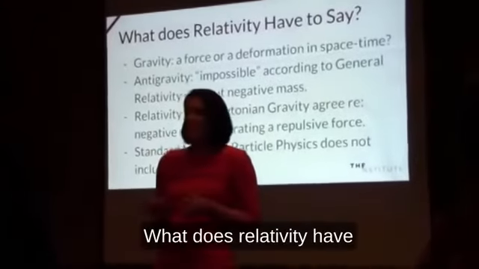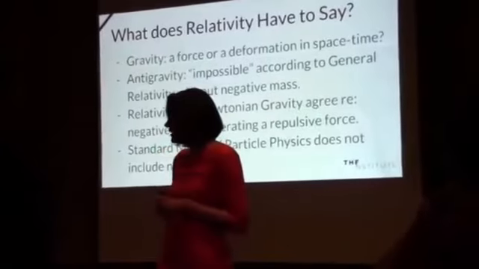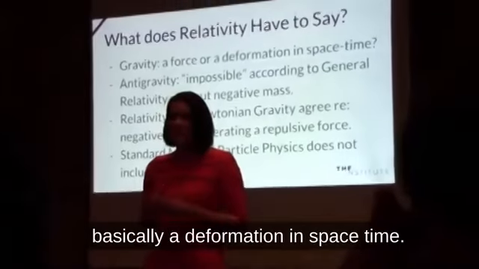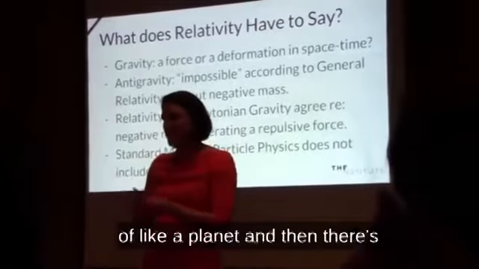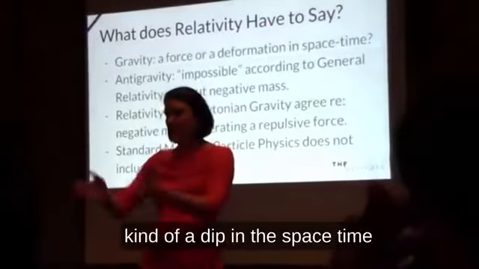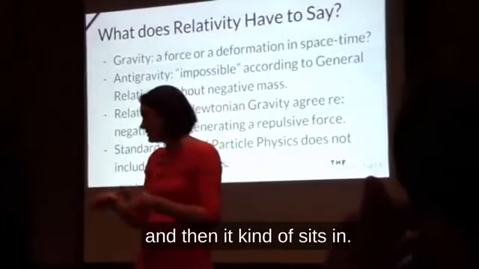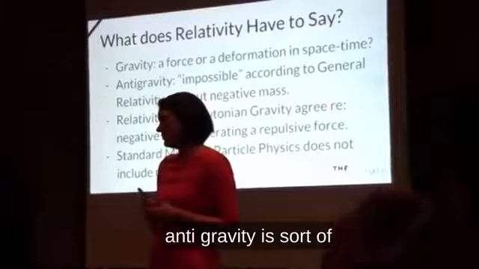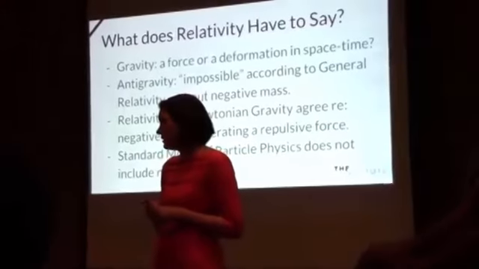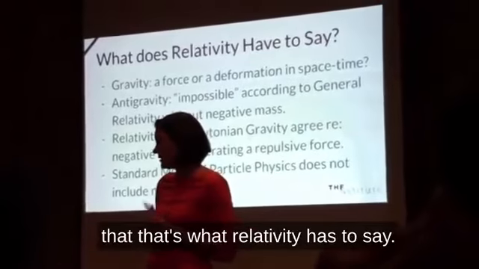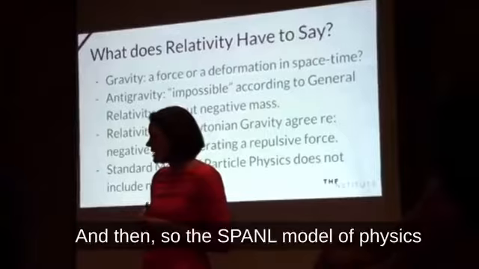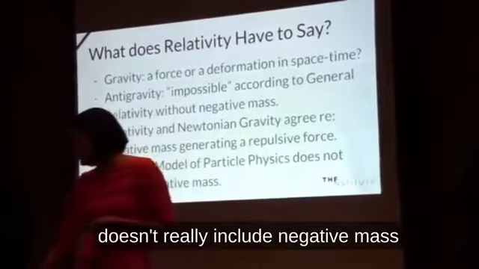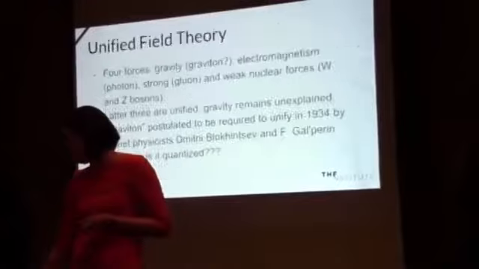So that kind of leads us in: what does relativity have to say about gravity? Relativity says that gravity is basically a deformation in space-time. Sometimes you see those pictures of a planet and a kind of dip in space-time that it sits in. And so relativity says that anti-gravity is sort of impossible without negative mass. Some people would disagree with that, but that's what relativity has to say. And the standard model of physics doesn't really include negative mass, which was sort of a problem.